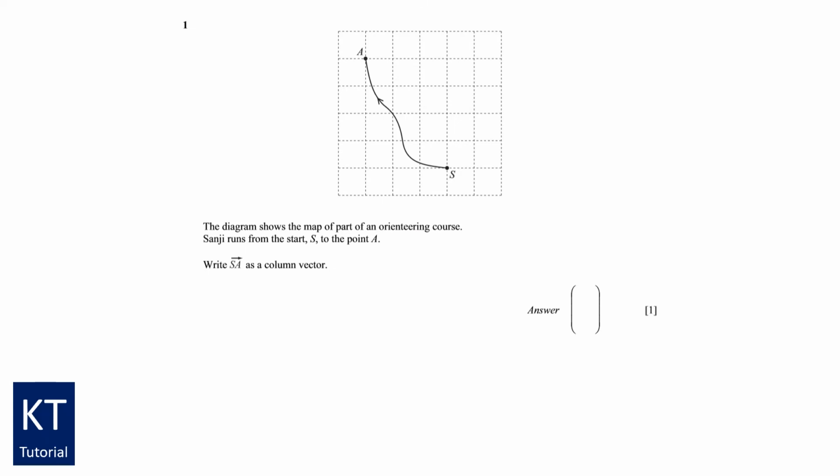Question 1. The diagram shows the map of part of an orienteering course. Sanji runs from the start S to the point A. Write SA as a column vector. With A being 3 grids to the left and 4 grids higher, its column vector is (-3, 4).